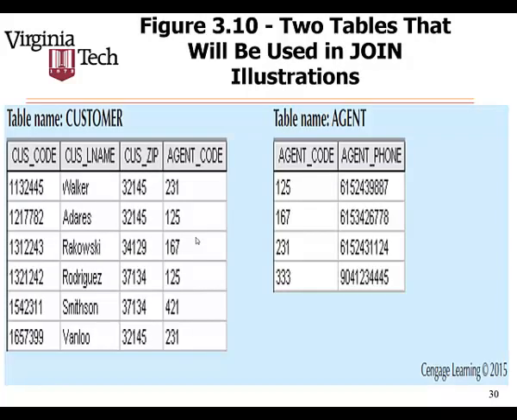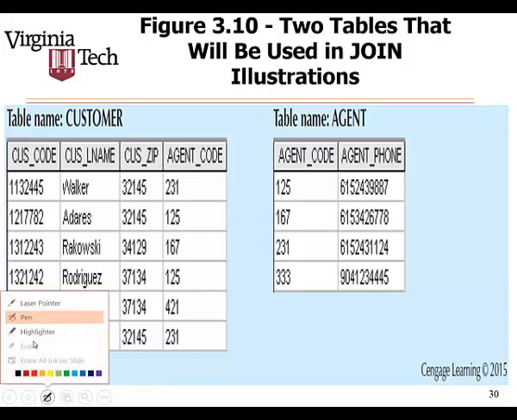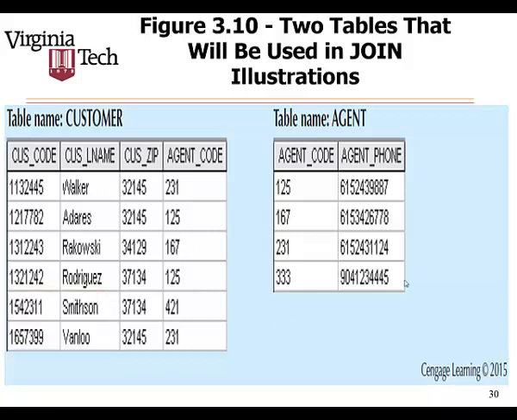And so here's a couple little examples. Here's our two tables, customer and agent, that we are going to use to do a couple quick examples here. So it's customer and agent. Customer code is the key. Agent code is the key. Agent code here is a foreign key.